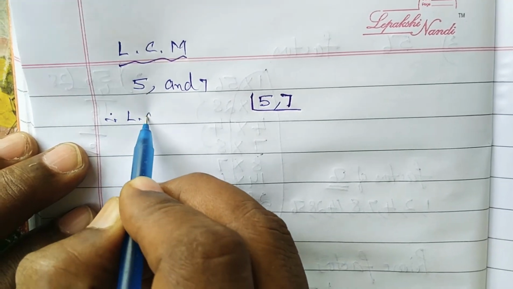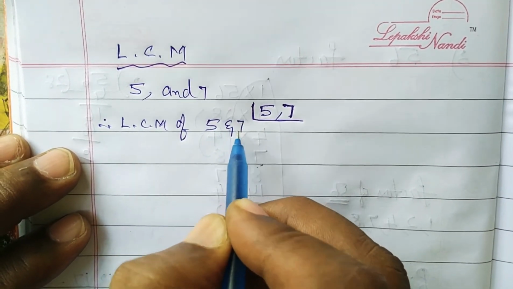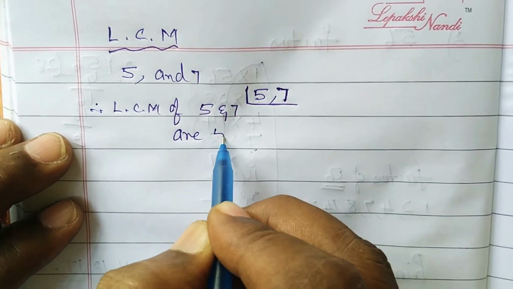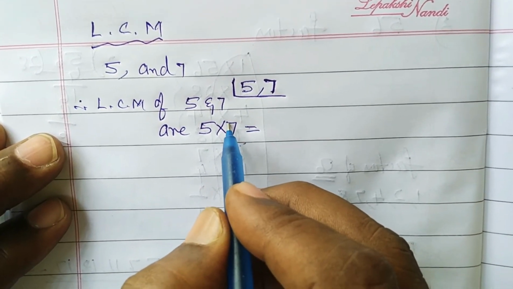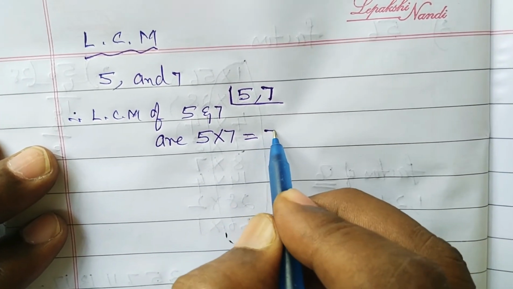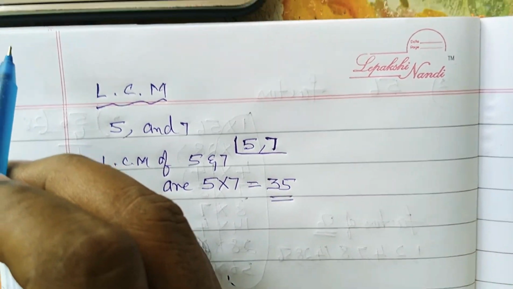Therefore, the LCM of 5 and 7 is nothing but 5 into 7. If they do not have any common factors, the LCM is the product. So 5 7s are how much? 35. This is the LCM. Now see the next question here.